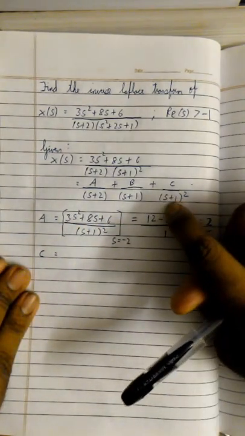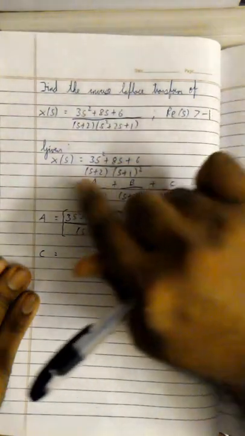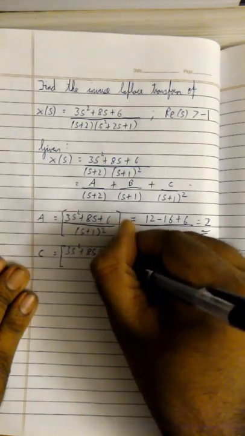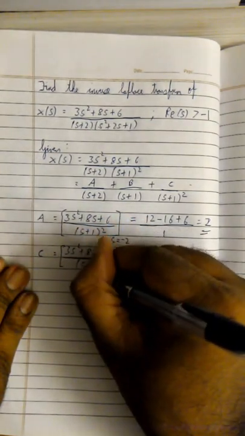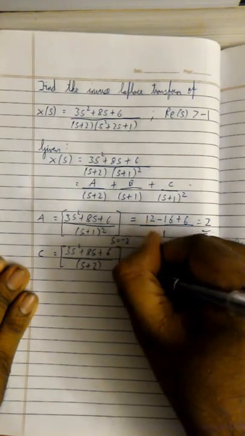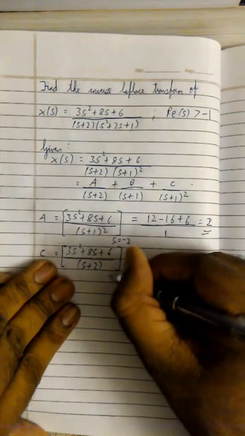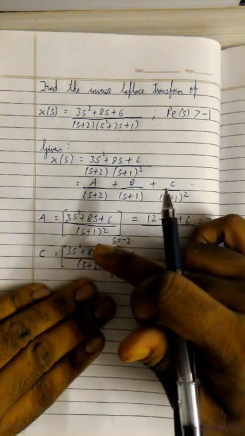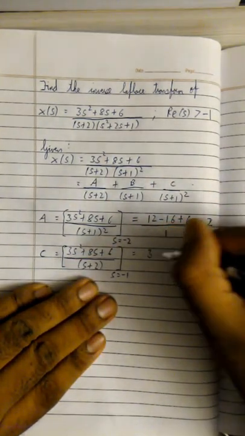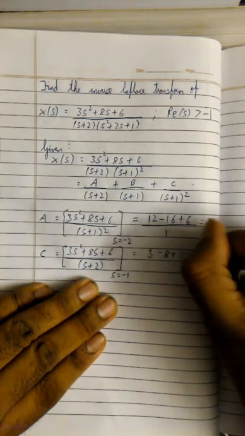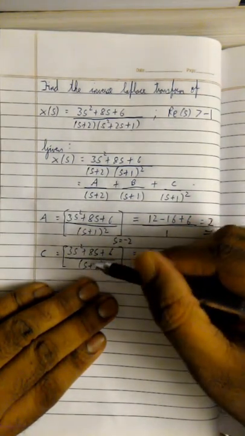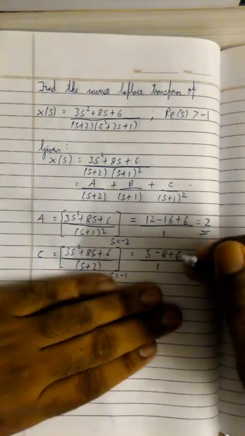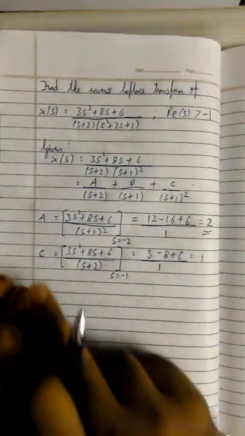So the value of c is: remove the denominator s plus 1 the whole square, then write the remaining expression, 3s square plus 8s plus 6 by s plus 2, and substitute s equal to minus 1. 3 into minus 1 the whole square is 3, 8 into minus 1 is minus 8, plus 6, by minus 1 plus 2 which is 1. So 3 minus 8 plus 6 is 1. The value of c is 1.